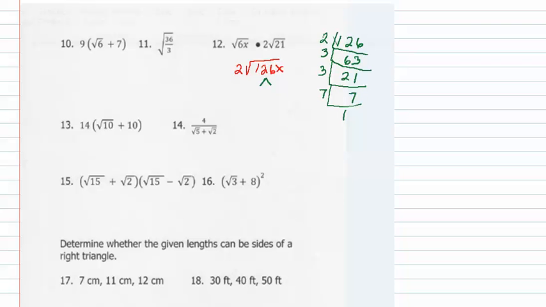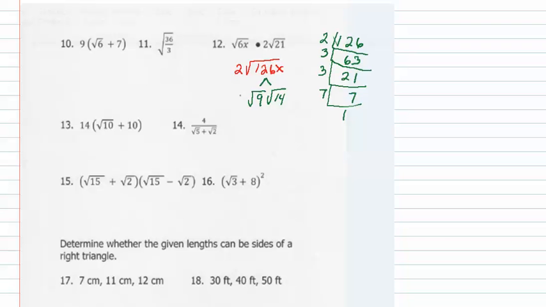Okay, so now I have my prime factorization over here, and I look at the numbers. Is there any numbers that multiply together to give me a perfect square? Look at 3 times 3. Oh, look. They have the square root of 9. That's a perfect square. Then I have 7 times 2. That's 14.